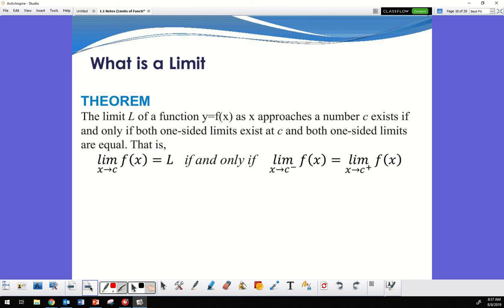Okay, so here it is right here. For this to work, the limit of the function goes to C if and only if, that means that it has to be both of these, that the left side is equal to the right side. So the limit from the left is equal to the limit from the right, and that's when the limit exists. All right.